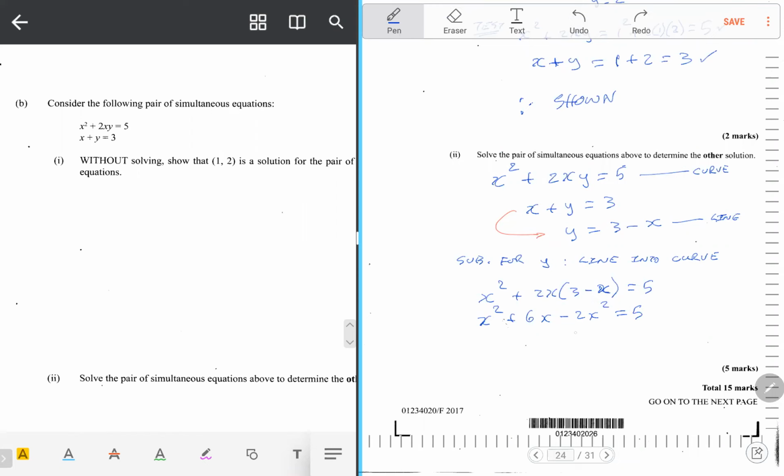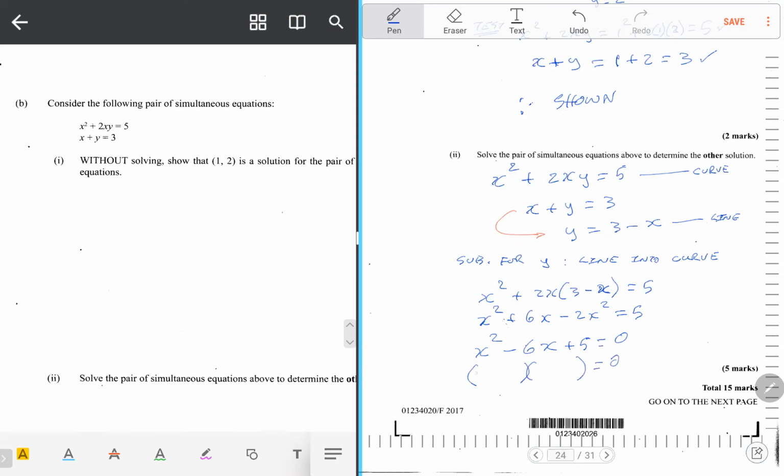When we carry this over here, it becomes positive 2x squared, and we carry the other over here, it becomes minus x squared. So 2x squared minus x squared gives me a positive x squared. Carry over the 6x, I get minus 6x. And the 5 is already over there, so that's a plus 5, and the result equals 0. And it's a matter of factorizing this now.